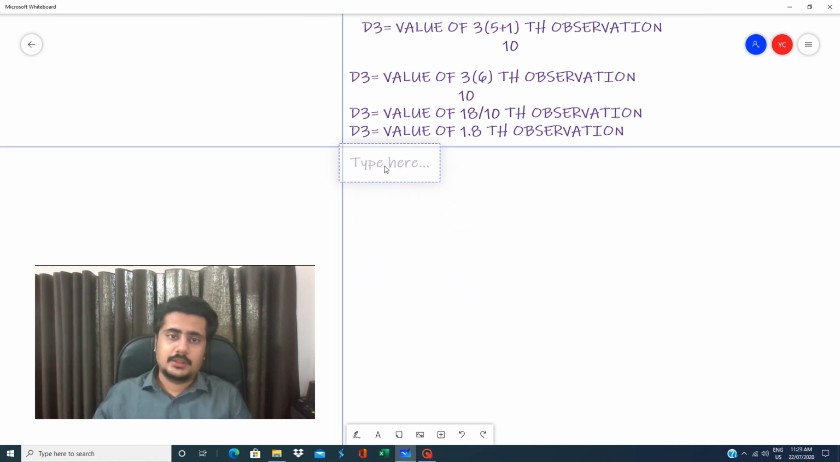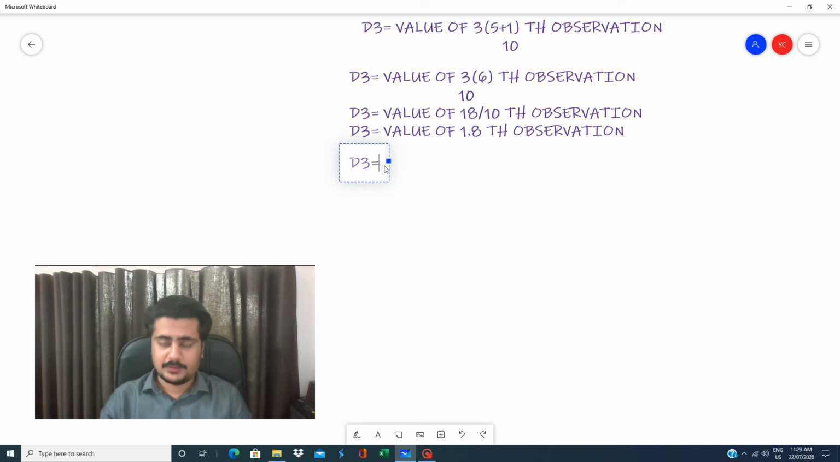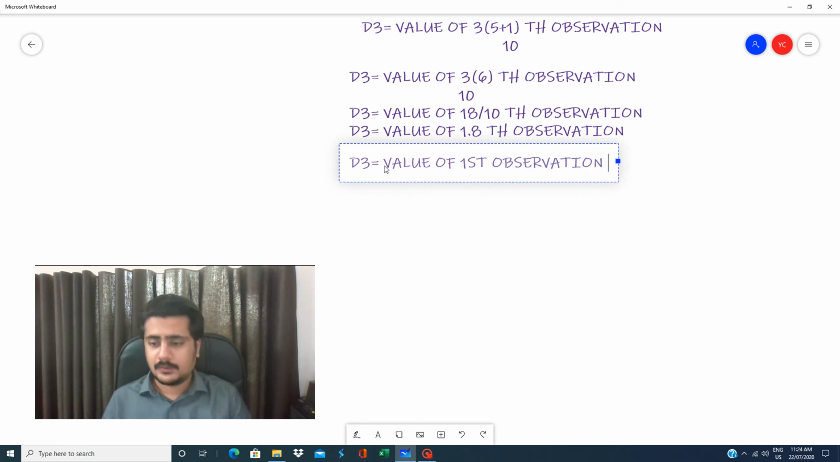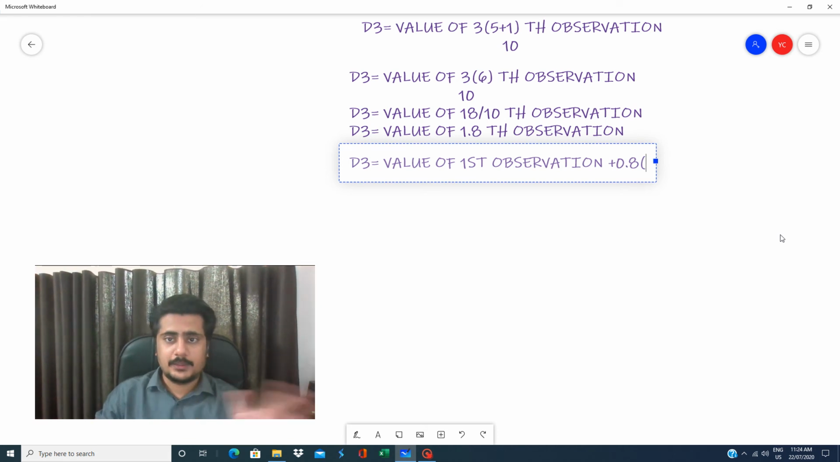Now how will you solve this 1.8? This thing we have discussed in the median also, when I taught you when xi is given in even numbers. In Q1, Q2, Q3 also we have seen how we'll solve this 1.8. Let us solve this. I told you that from 1.8 separate that digit 1. So it is value of first observation plus, separate 0.8. Now you have to multiply that 0.8.